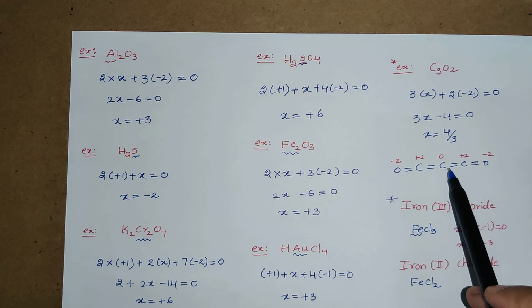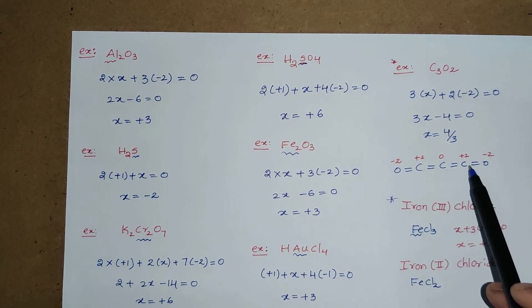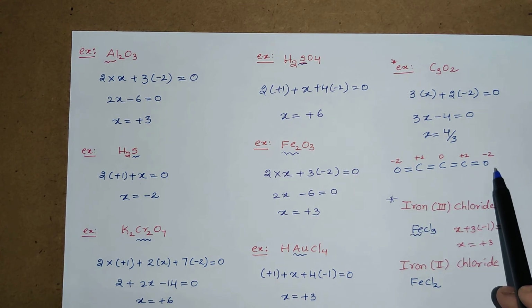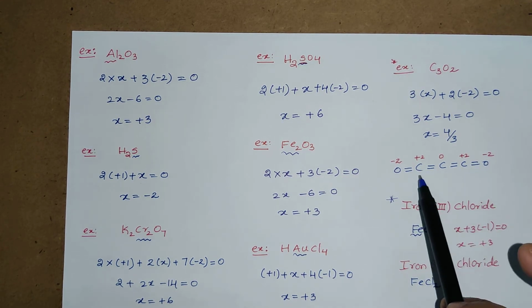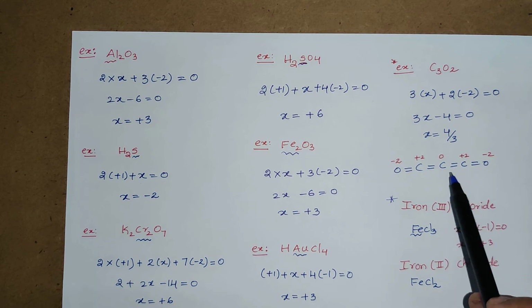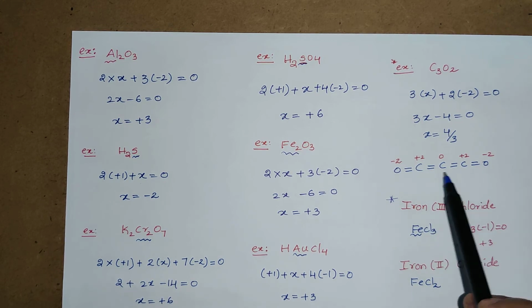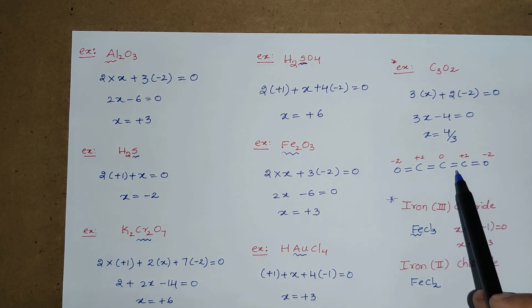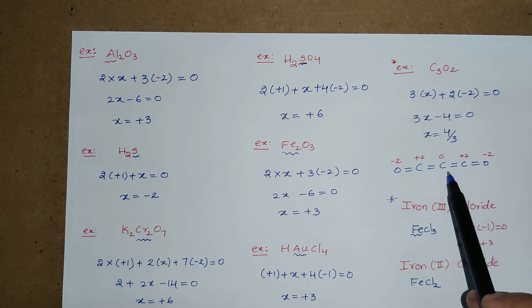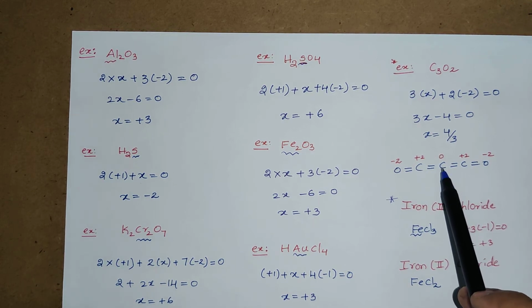In the middle, carbon is 0, its adjacent carbon atoms are plus 2 and plus 2, and oxygens are minus 2 and minus 2. Here all the 3 carbon atoms do not possess the same oxidation state. So the terminal carbons show plus 2 oxidation state, and the middle carbon shows the 0 oxidation state.